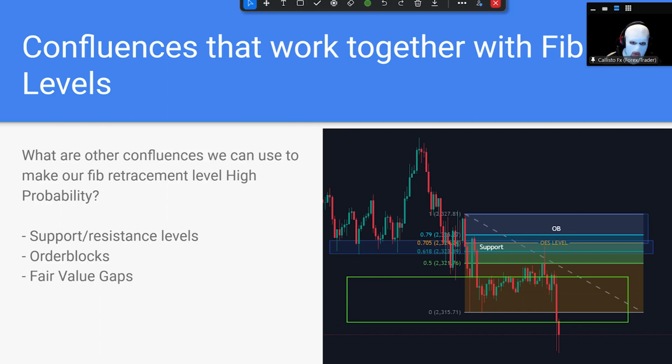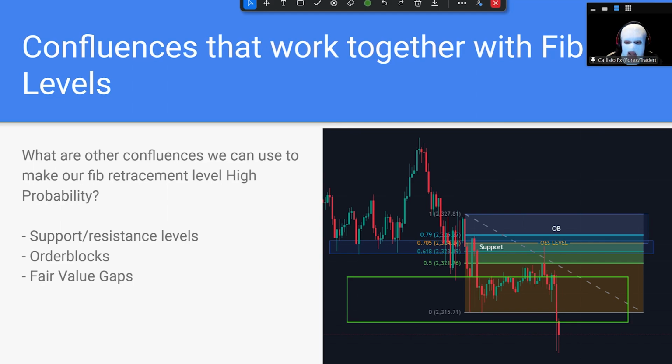That's how I've been able to consistently give you 85% win rate trades inside Premium, giving you analysis every single day, because I use multiple different concepts and Fibonacci retracement is just one of them. So make sure to always look for additional confluence.